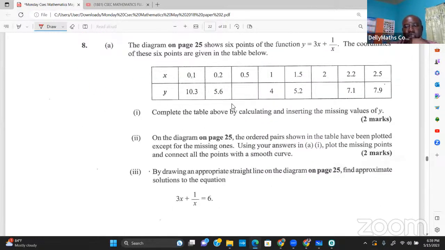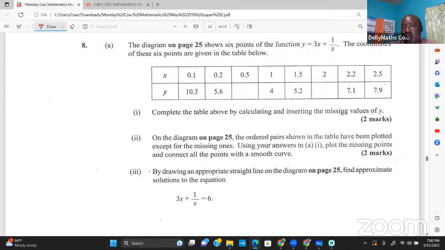Let me put this here. All right, let's look. So this time it says the diagram on page 25 shows 6 points. So we got 6 points, as you could see. Here's the function y is equal to 3x plus 1 over x. It's not a quadratic. All right, so it's not always going to be a quadratic. It's not always going to be a straight line. It's what it is. So they say it's y is equal to 3x plus 1 over x.